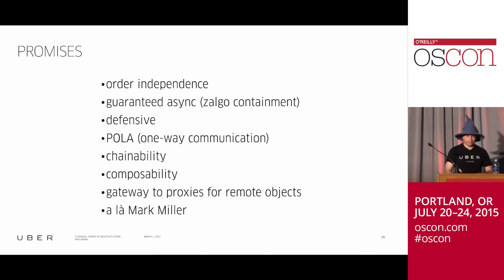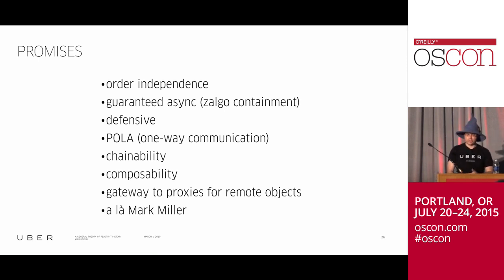So promises, in summary, give you order independence. They guarantee asynchronicity, which is sometimes in the JavaScript world called containing Zalgo, this demon that will emerge and make your production systems break when you least expect it, by doing things in orders that you did not test for. It is a defensive primitive. You can give each of these pieces to a different entity, and you can know that they can't interfere with each other. It gives you POLA, the principle of least authority. You're giving different people exactly what they need to do their job and nothing more.